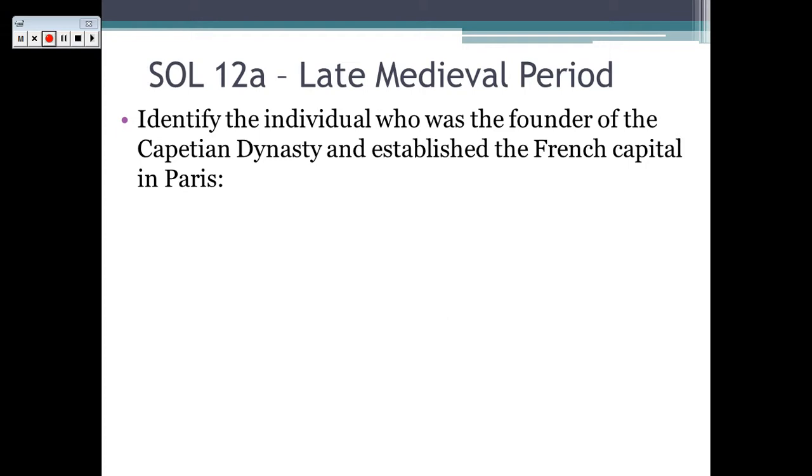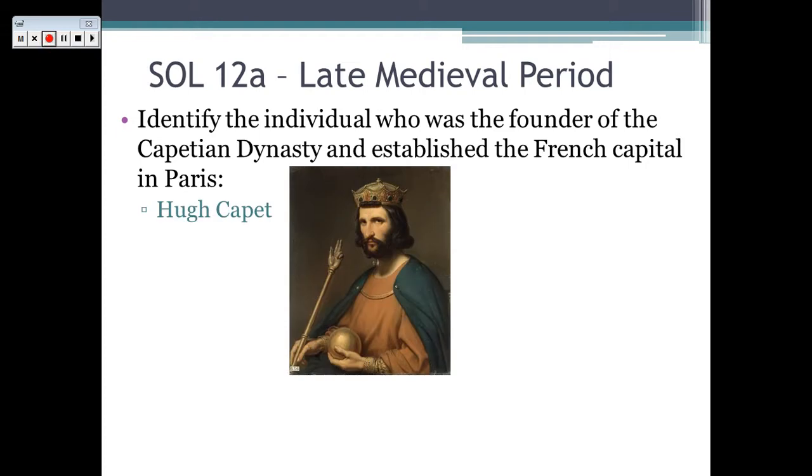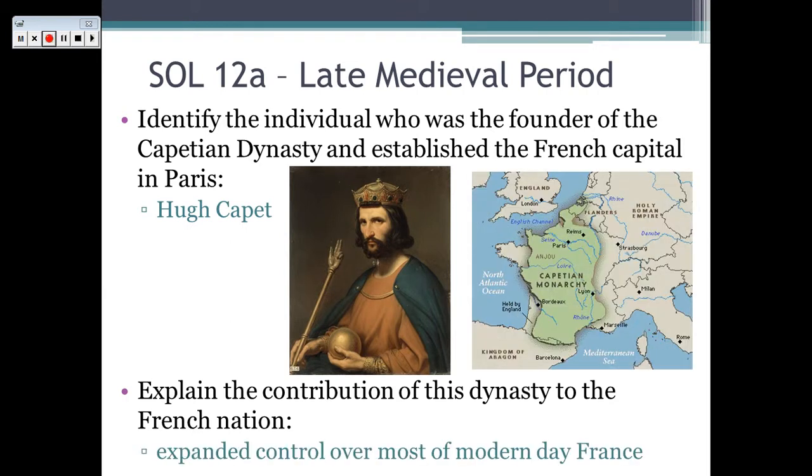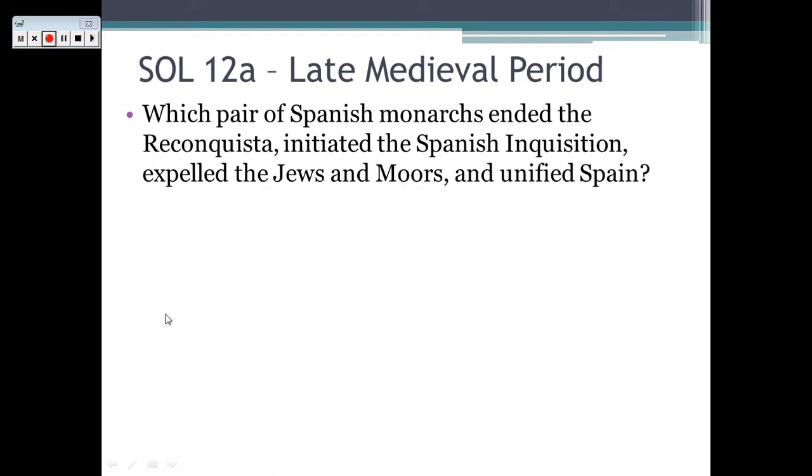The individual who was the founder of the Capetian dynasty and established the French capital in Paris is Hugh Capet. And the contribution of this dynasty to the French nation was it expanded control over most of modern-day France. As you can see there in the map, you have Paris, Reims, Lyon, and they almost get out to Bordeaux. But you'll see that they have the majority of modern-day France.